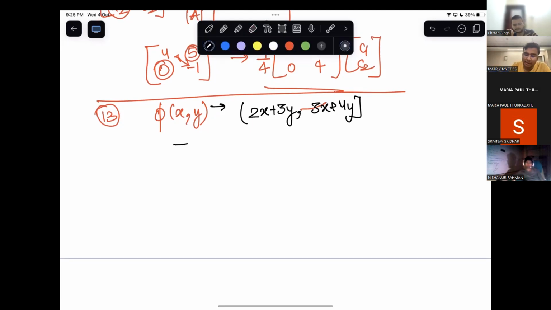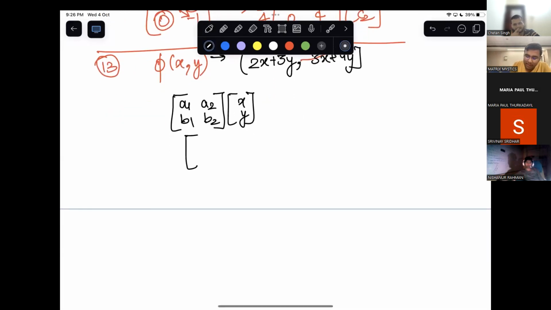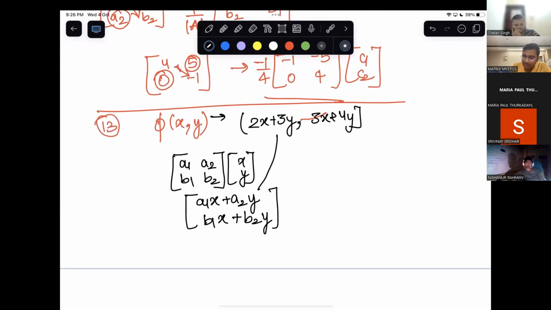If we see the matrix multiplication very carefully, a1, a2, b1, b2, multiplied with x comma y. This is a function which changes the coordinate x, y to another coordinate, some other parallel universe. What we actually obtain is a1x plus a2y, b1x plus b2y. Just match these. We can simply see that a1 is 2, a2 is 3, b1 is 3, b2 is 4. Bingo, tada, we have the answer.